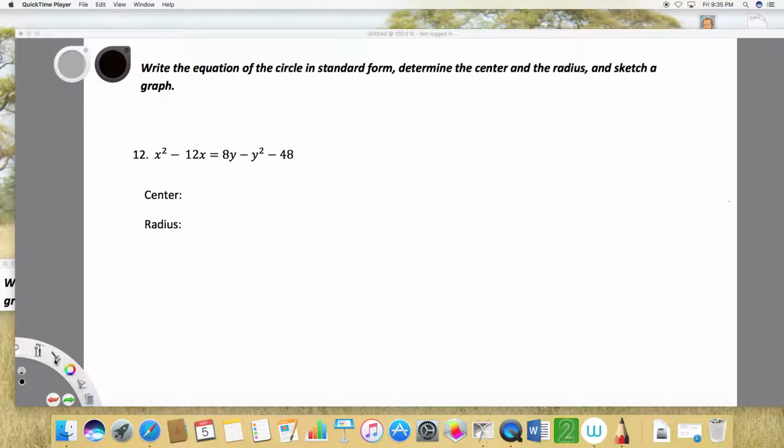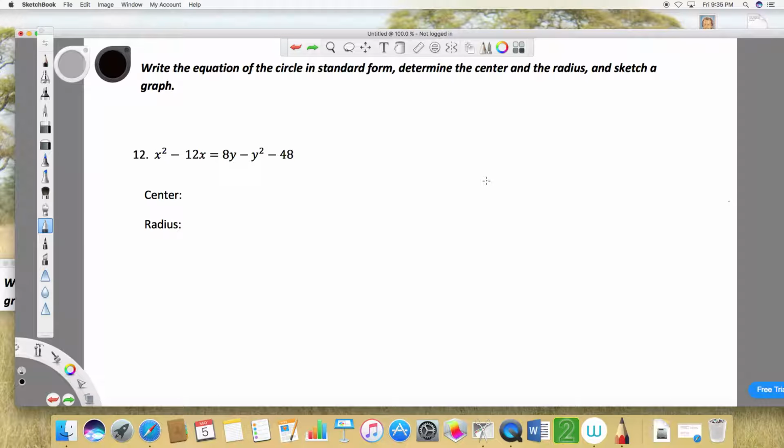All right, so let's take a look at this problem number 12. It has the same directions as 9, 10, and 11 did. We're given an equation of a circle. We want to rewrite this equation so that it's in standard form, because when you're in standard form, you can easily identify the coordinates of the center, and you can also easily identify the length of the radius.